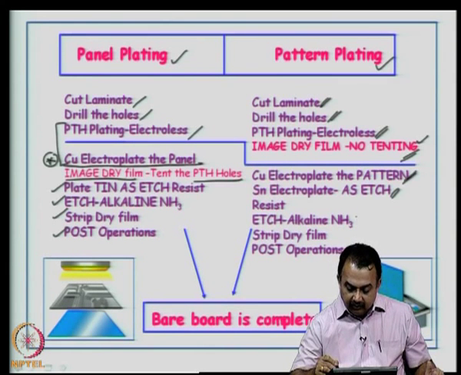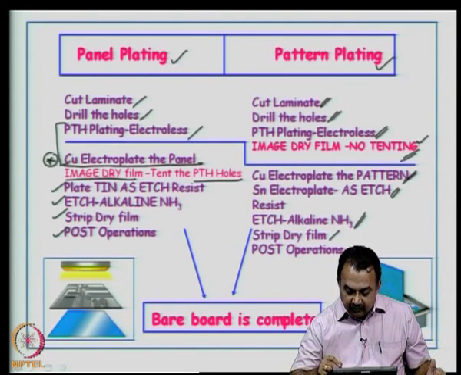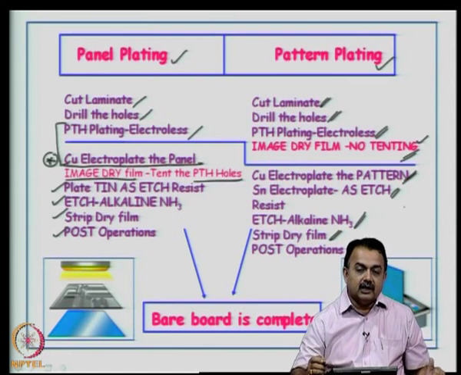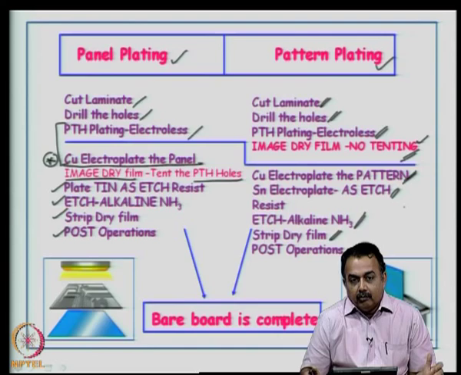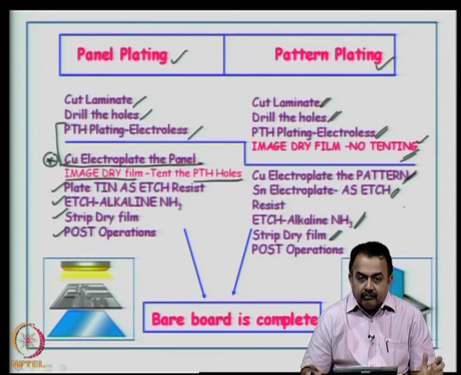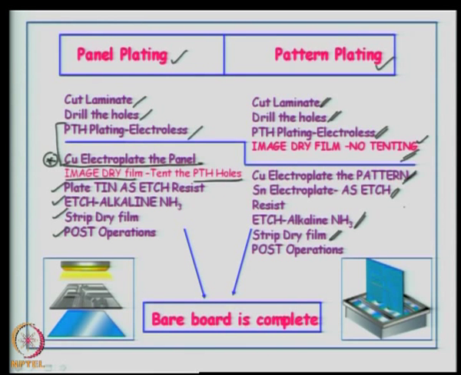then remove the photoresist, or before that you do the etching using alkaline ammonia. So, the non pattern areas will be removed. Now, you strip off the dry film and do post operations like solder mask, legend printing, edge chamfering, conformal coating and so on. So, to understand when to use panel and pattern plating, you need to look at your board design process steps. In some cases additive technology is required, therefore, you will do a pattern plating.